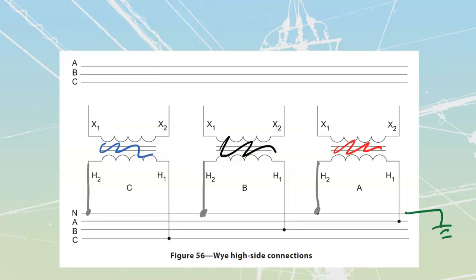So we are going to go and do those lines. H1 to A of the A phase, H1 to B of the B phase, H1 to C of the C phase. So that completes our high voltage side, the Y side.